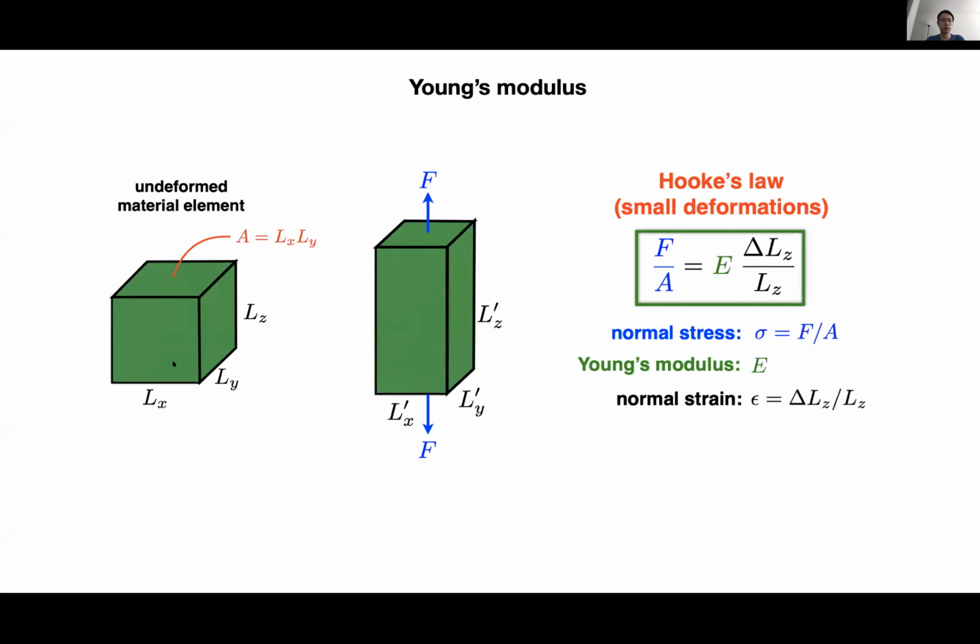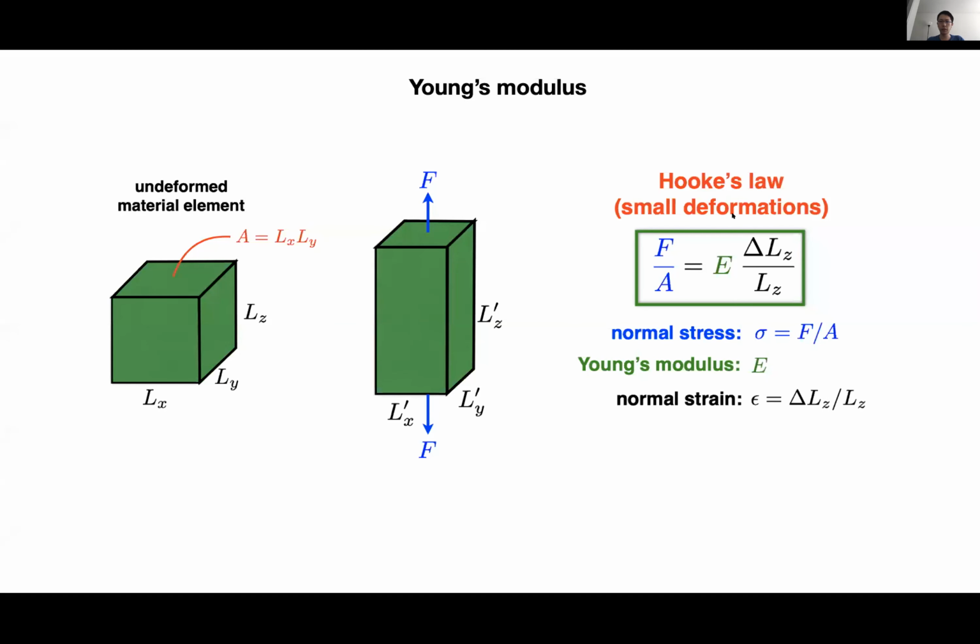And for this undeformed material element under uniaxial tension, it gets elongated along the z direction due to the application of this force. And we define this normal stress as the force divided by the area where the force is applied, and this normal strain as this elongation along the z direction divided by the original length of this material element along the z direction.